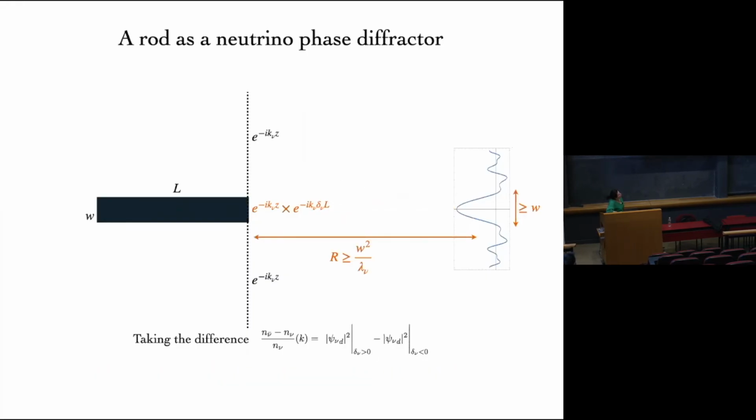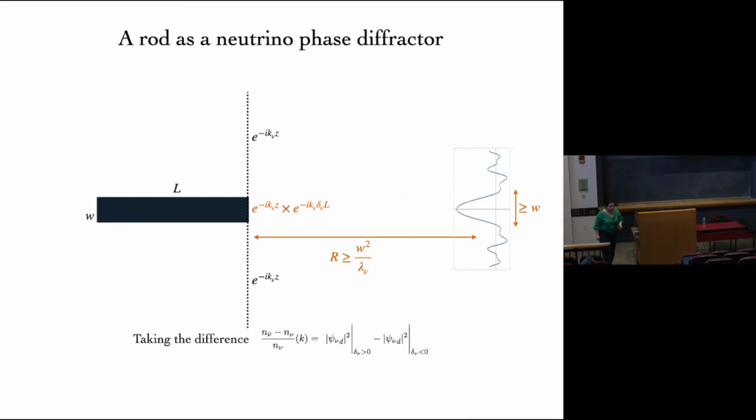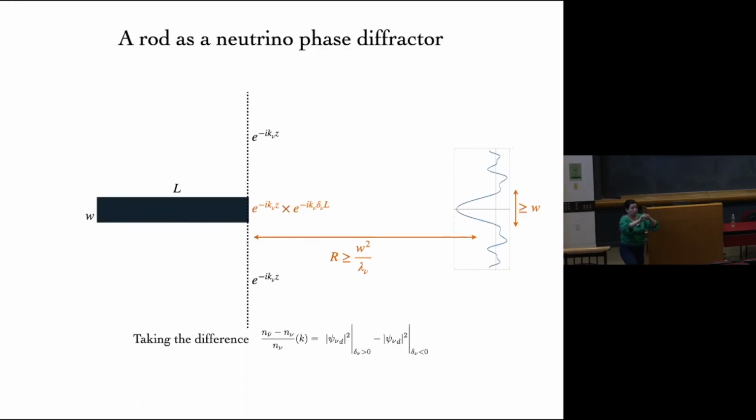And actually, I think this is where I will stop for tomorrow. I think this is a good place to stop. So the key point about this is that the rod is a neutrino phase diffractor. And you can get a lot of intuition about what happens to this wave as it goes through the stick from what you know from a plane wave hitting a dark screen with an opening.